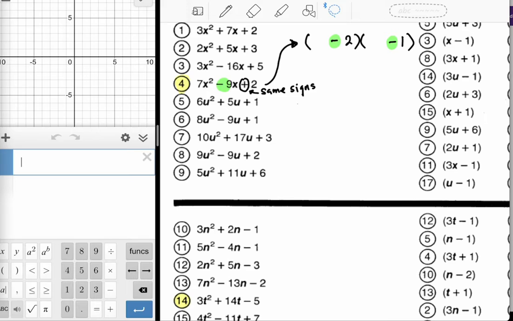I know I'm going to have an x in each binomial. It's just a matter of what my coefficient's going to be. All right? So my a value has a coefficient of 7, or my a value is a 7. So those are factors of 1 and 7, possibly -1, -7. Could be the other way around, but the absolute values that we're interested in here are 1 and 7. 7 is a prime number, so that's the nicest possible situation.